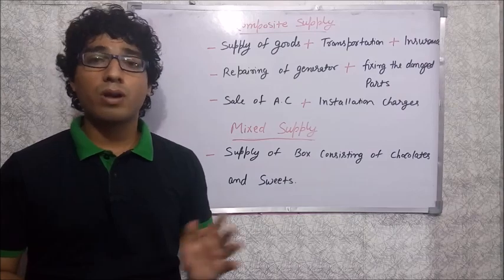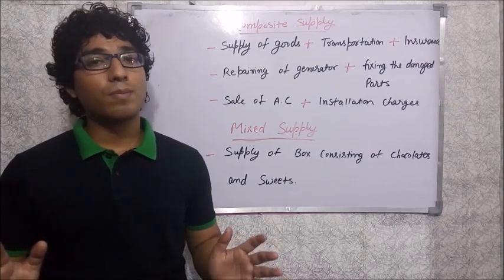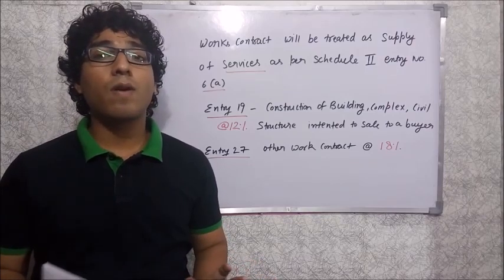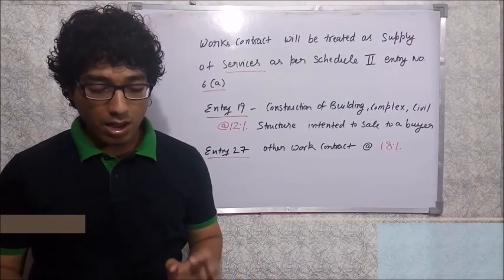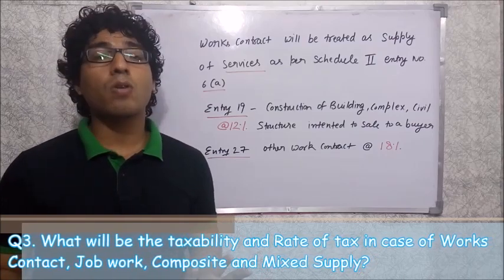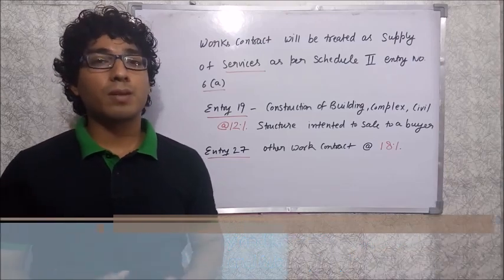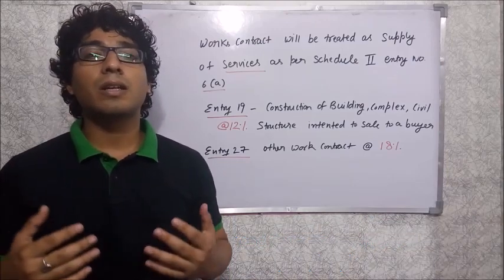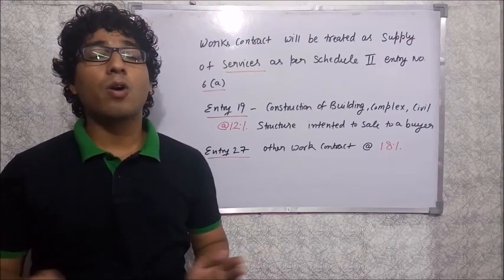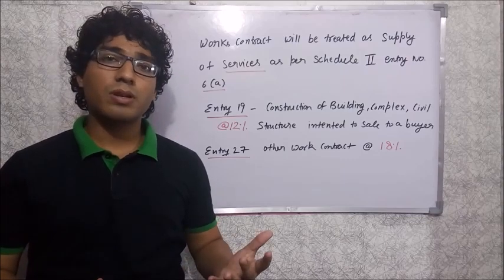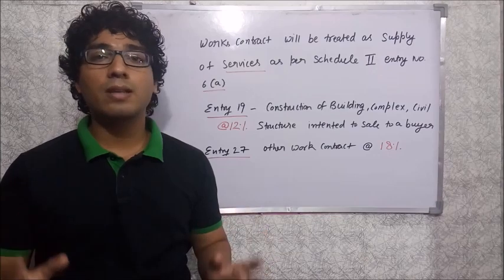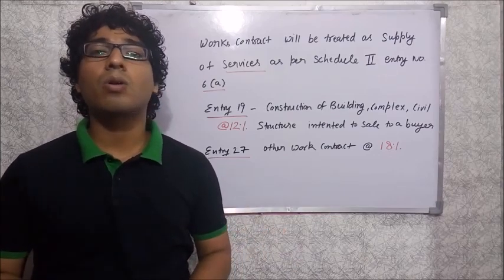So that was the example of work contract, job work, mixed supply and composite supply. The next question relates to the taxability and the rate of tax of all four things: what will be the taxability and the rate of tax in the case of a work contract, job work, composite supply and mixed supply? Till now you have learned the definitions and examples. Now the question is what the taxability of all four will be, and what the rate of tax will be in each case.